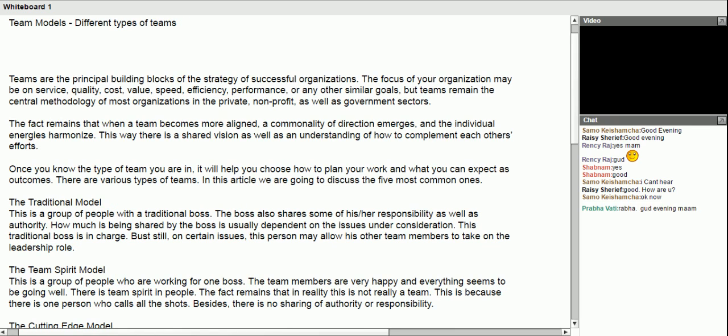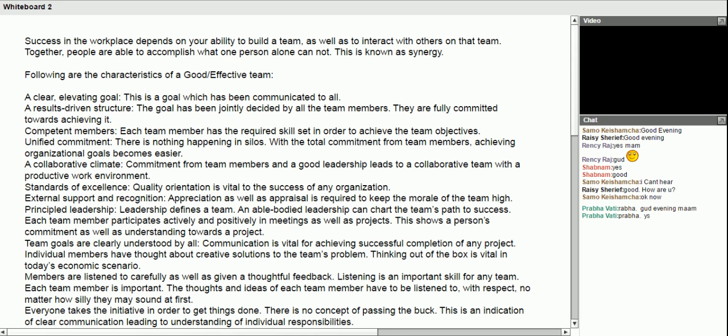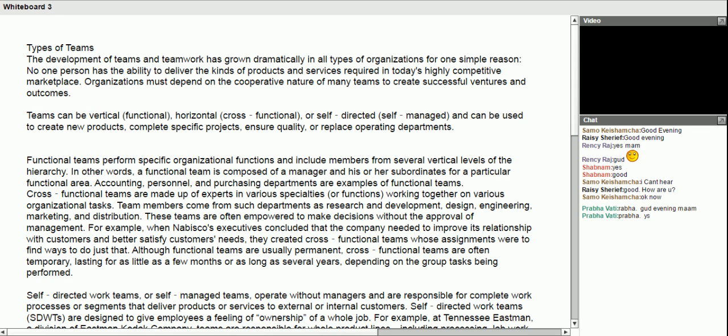So we are going to continue with the same topic we were doing yesterday. We need to finish. We were doing team building, right? The name of the chapter was team building. We still need to finish a few things under this chapter, that is team models, characteristics of a good or effective team, and types of team. Once we are done with all these three things, then we are going to switch over to the next chapter.